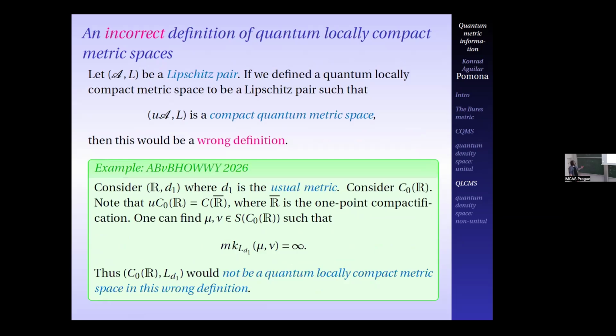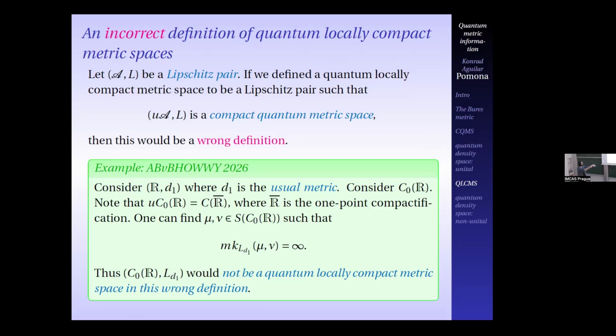So now look at R with the usual metric, D1. Again, the unitization is C of the 1-point compactification. That's just to remind you of that. However, one can find that with the associated Monge-Kantorovich metric, there exist 2 states that have infinite distance. And if you're using the unital case, that can't happen, right? Because you have to be a compact metric space on the state space.